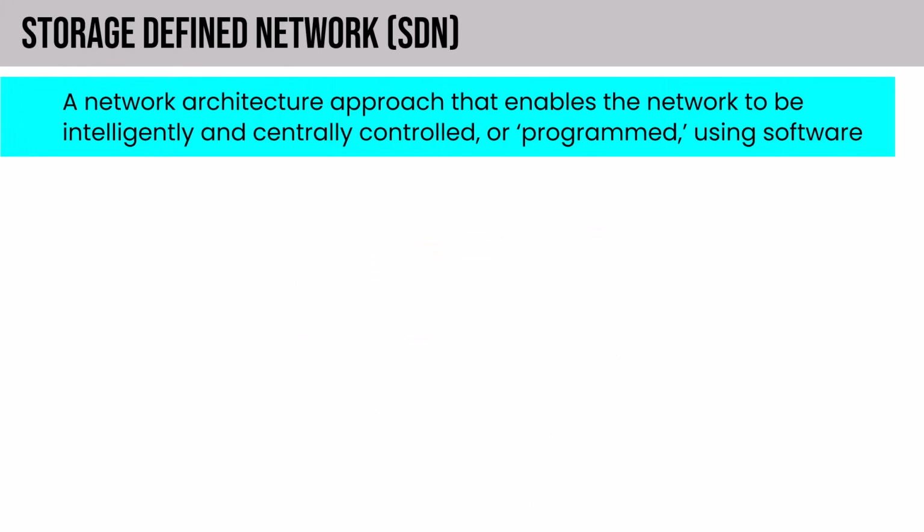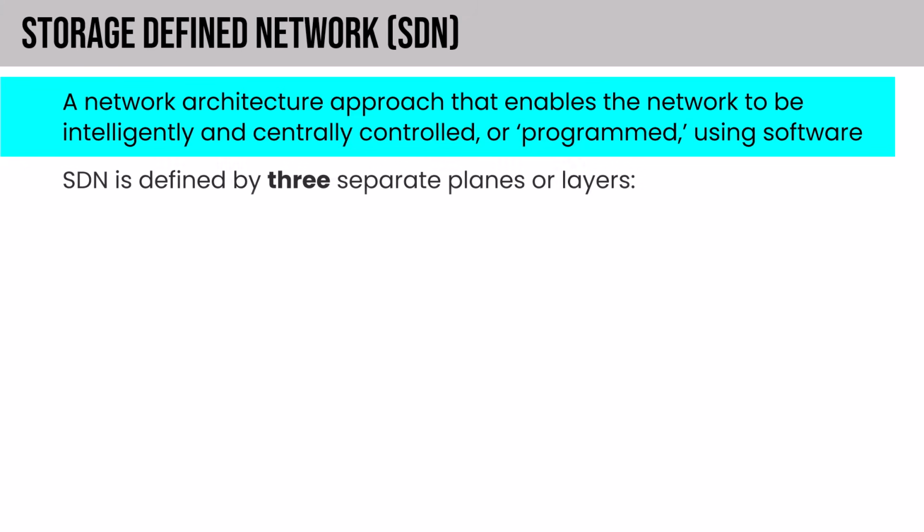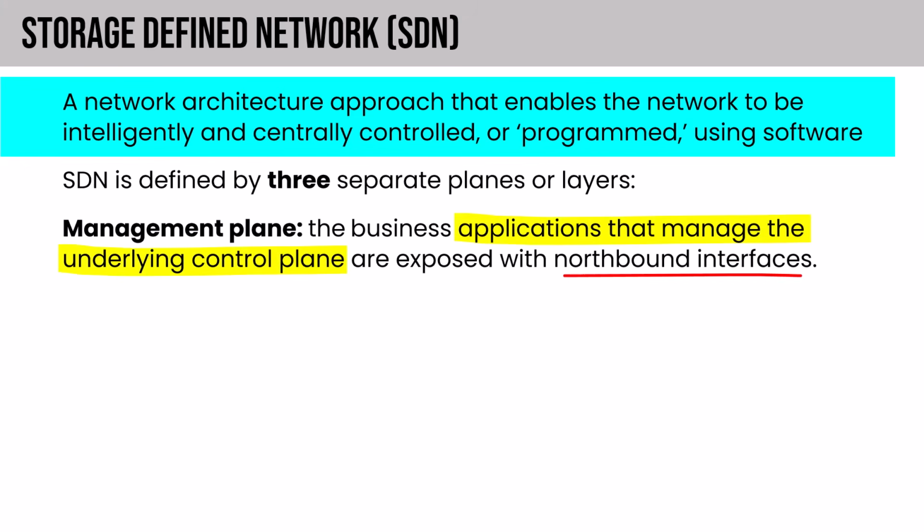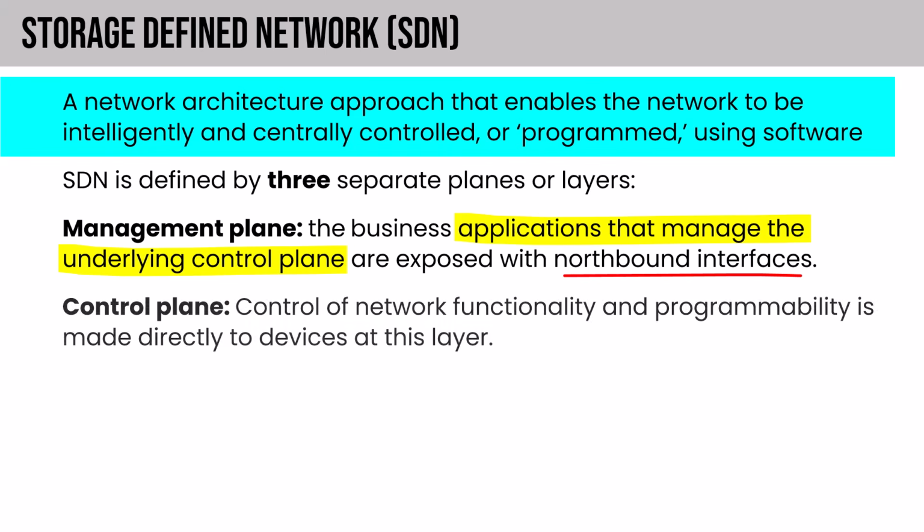So let's talk about an SDN. This is a network architecture approach that enables the network to be intelligently and centrally controlled or programmed using software. And SDN is defined by 3 separate planes, or layers, if you will. There's the management plane, the business applications that manage the underlying control plane and are exposed with northbound interfaces. I'll visualize a northbound and southbound interface for you in a moment.